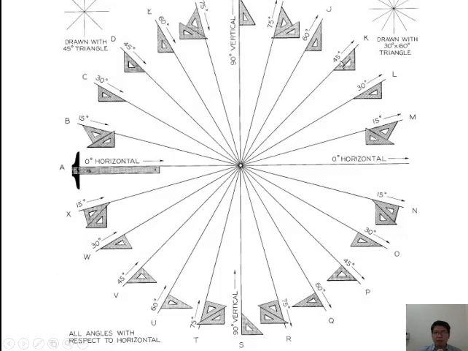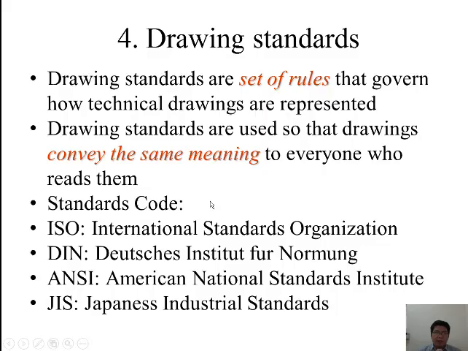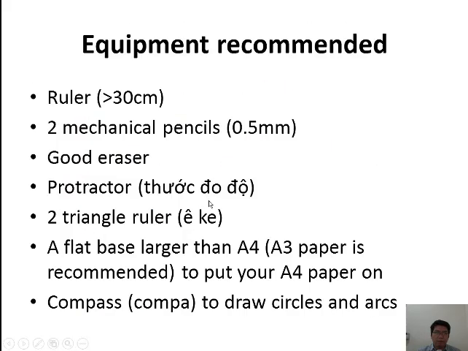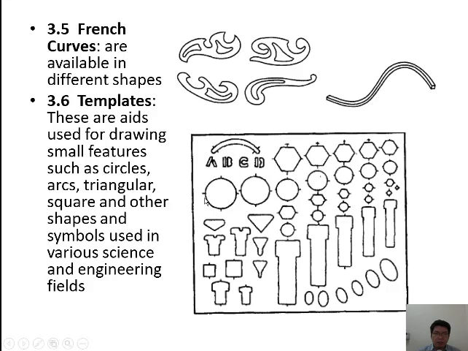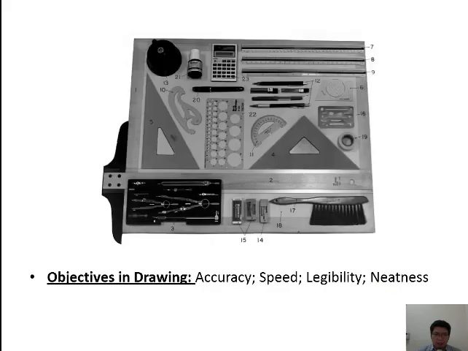This one is 30, 45, 60; this one is 45 and 30, so these are the same, and this one will be 75, and similarly we can have others. So you know how to generate different angles if you don't have protractors. What is a protractor? I think I have it here. Okay, this is the protractor, or thước đo độ in Vietnamese.